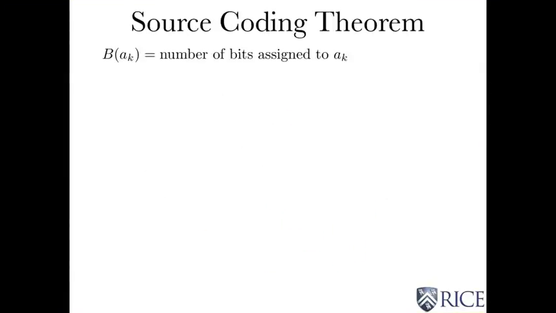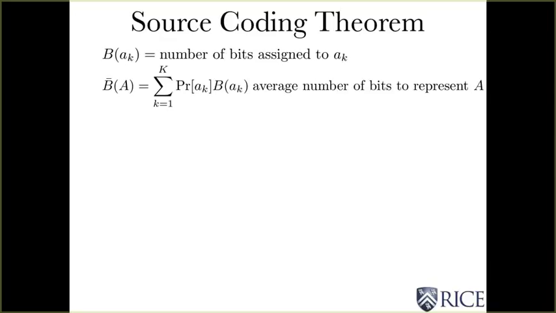So, what is the source coding theorem? I'm finally going to state it to you. I need to define one more thing, and that is we're going to define b of ak to be the number of bits that are assigned to a given letter.